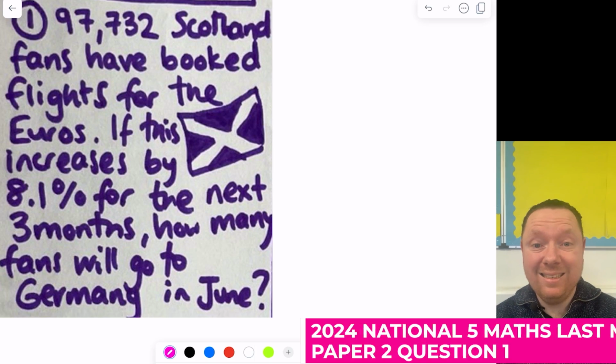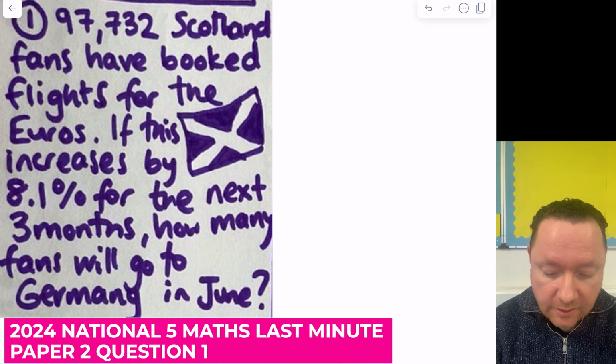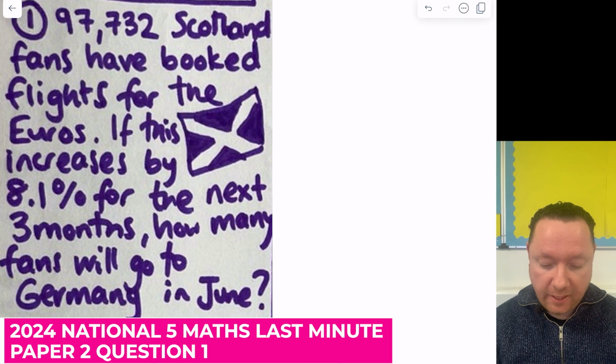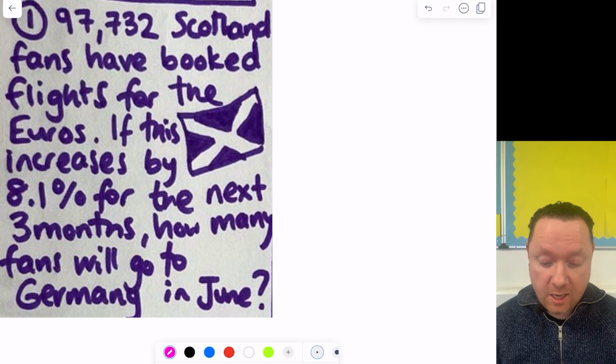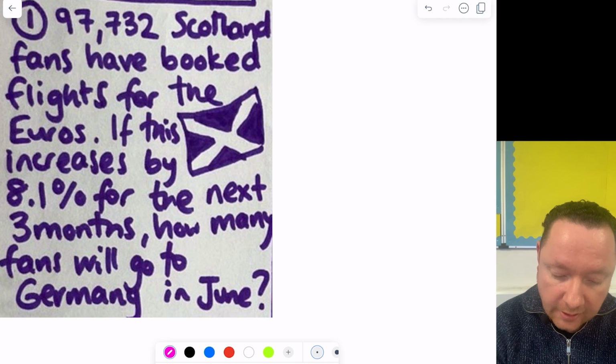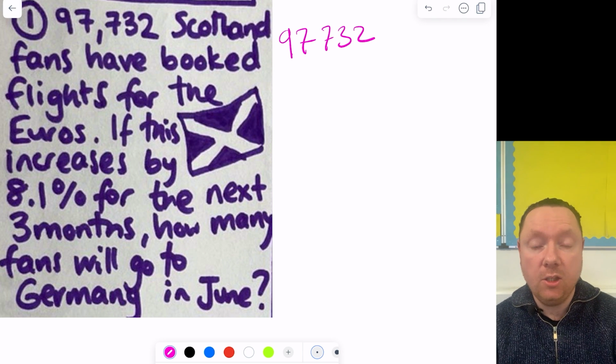Let's go. Okay, question 1. 97,732 Scotland fans have booked flights for the Euros. If this increases by 8.1% for the next 3 months, how many fans will go to Germany in June? So we've got 97,732, and this is an appreciation question.